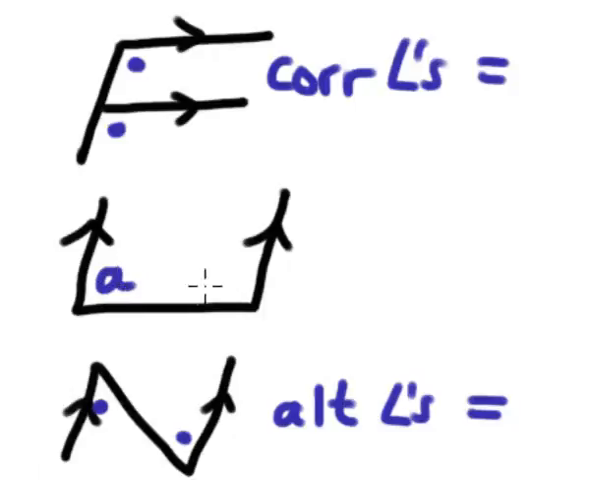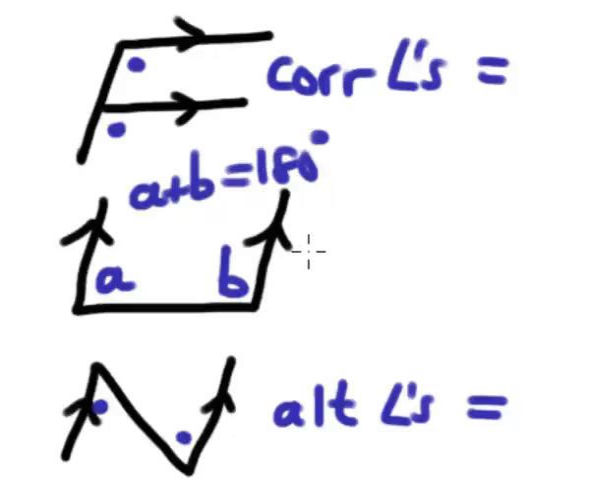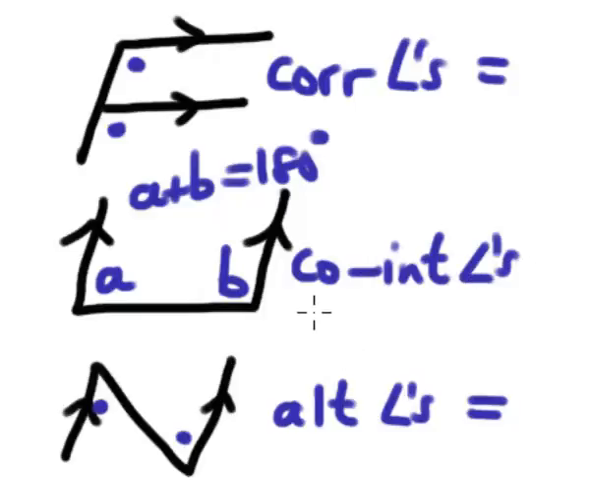Also, if that was A and that was B, they're not equal, but A plus B is 180 degrees, and these are called co-interior angles, and they're supplementary. Do you remember that word? Co-interior angles are supplementary. They add up to 180 degrees. Supplementary, they add up to 180 degrees.